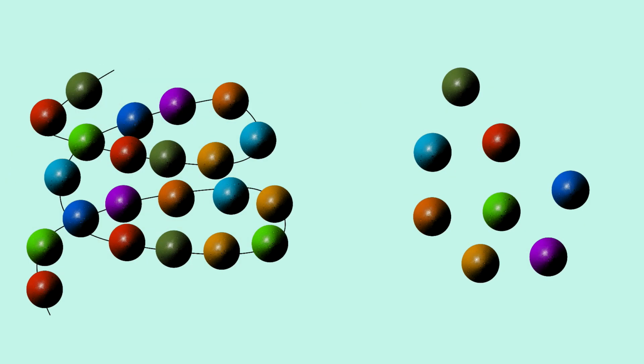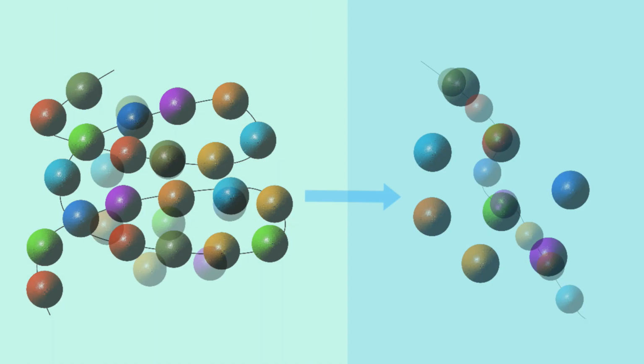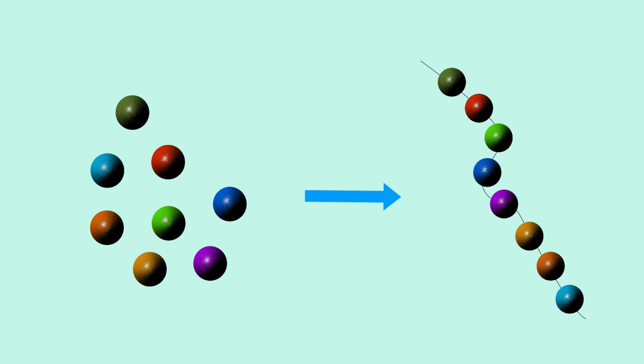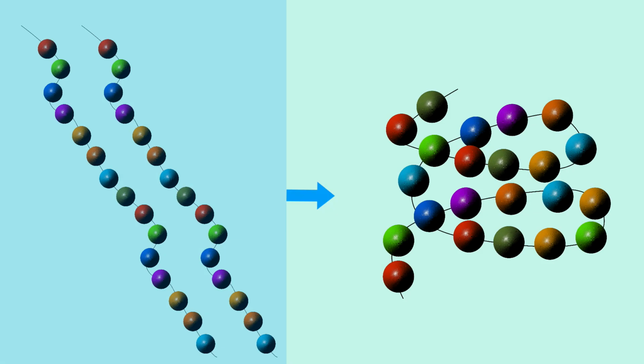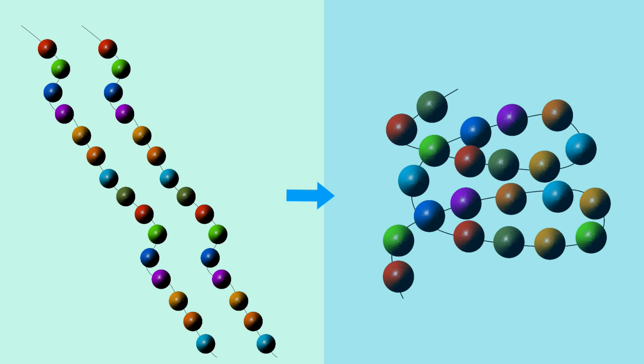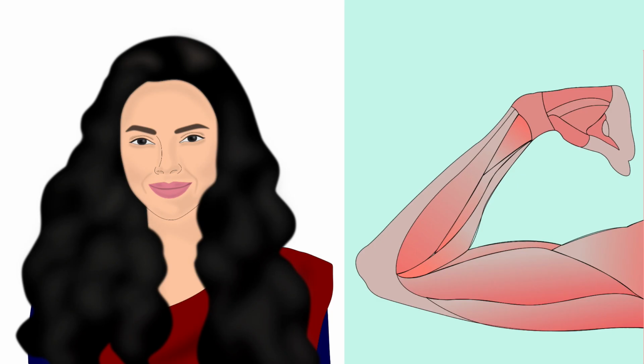The basic building blocks of protein are amino acids. When our body needs to make proteins, it joins amino acids together. This forms peptides. Peptides join together to form polypeptides. Polypeptides join together to form more complicated proteins. For example, they can form hair or muscle tissue.